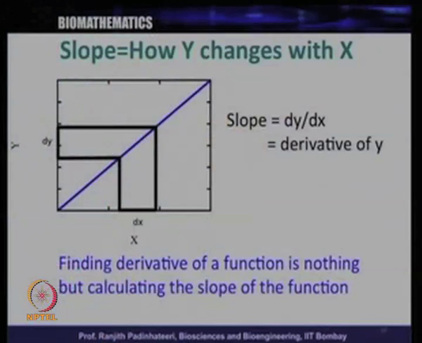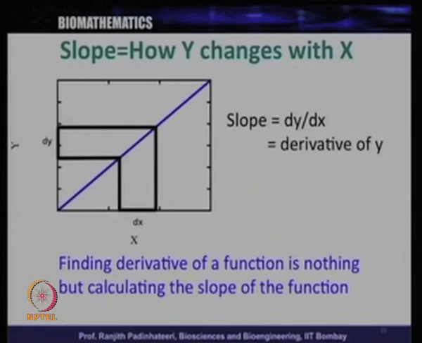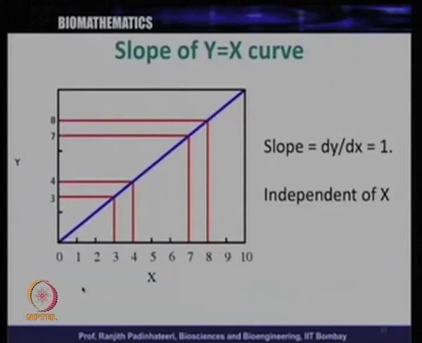So, as you see here, calculating dy by dx, how much y changes when you change x, is calculating the slope. So, you calculate the slope of the straight line. Finding the derivative of a function is nothing but calculating the slope of the function, and this is very useful. If you calculate the slope of the position-time curve that we saw in the previous graph, you will get the velocity.